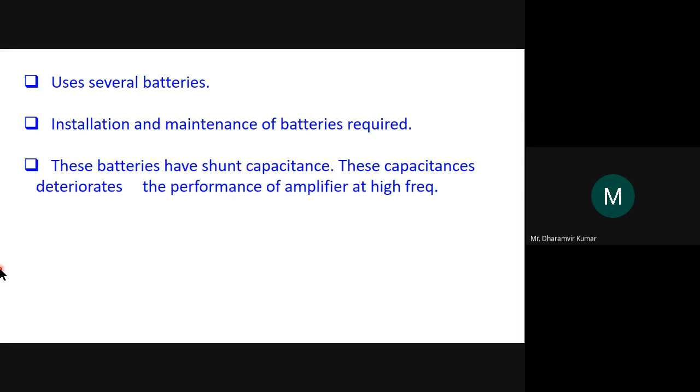Remember, wherever you find a capacitance or inductor, knowing that capacitors and inductors are reactive elements, their performance changes with respect to frequency. This is the basic thing. Wherever there is a capacitance, its behavior will change with respect to frequency, and that is why this point is here.